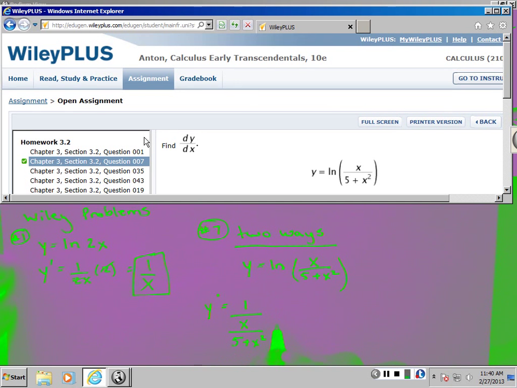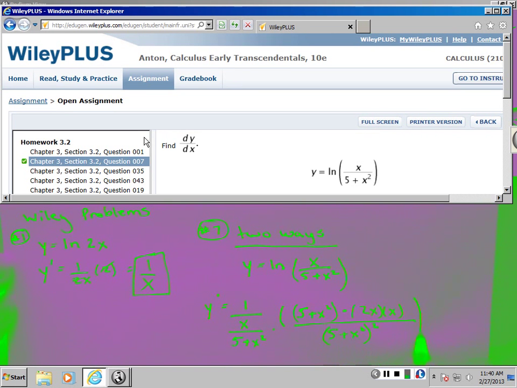Times the derivative of the inside. What's the derivative of the inside? Derivative of the top, hold the bottom, minus derivative of the bottom, hold the top, over the bottom squared. So the derivative of the top is 1. So 5 plus x squared minus 2x times x, over 5 plus x squared.